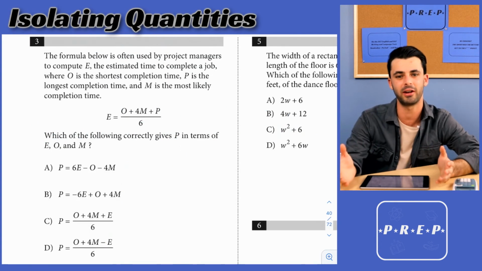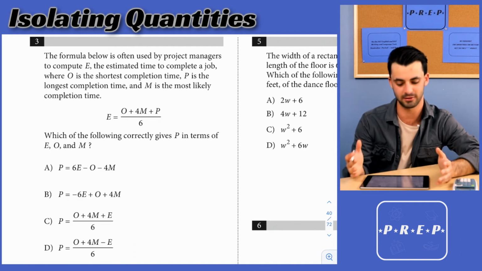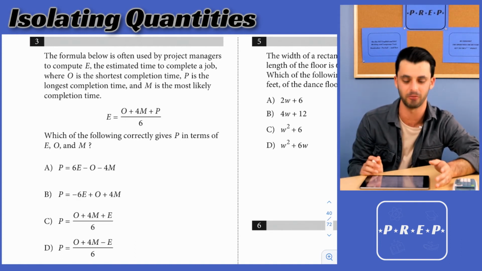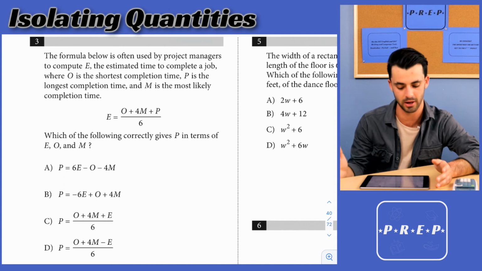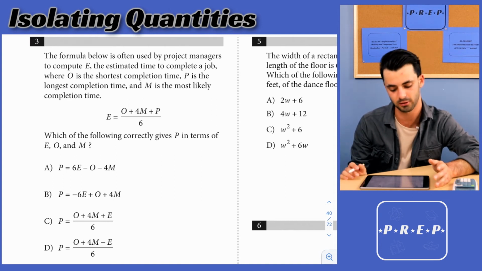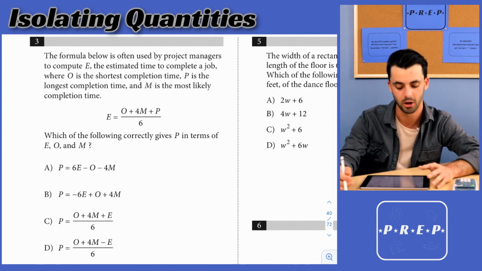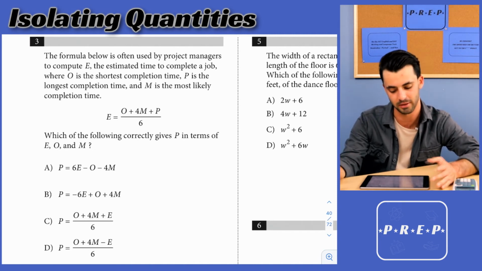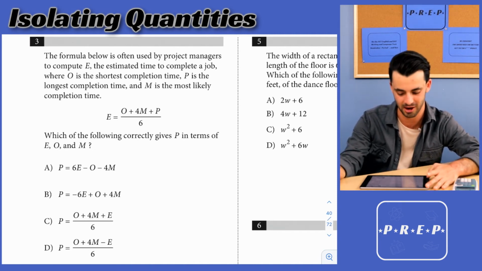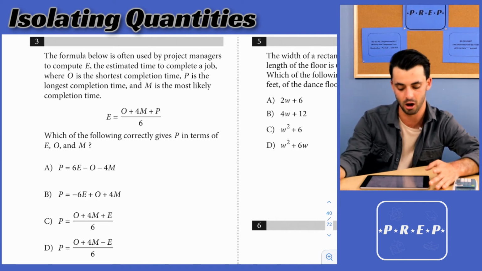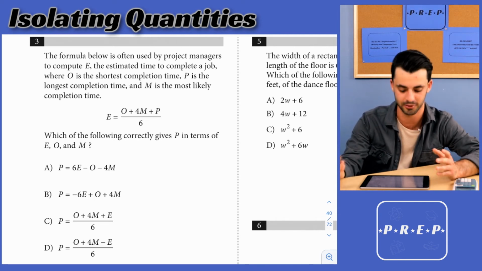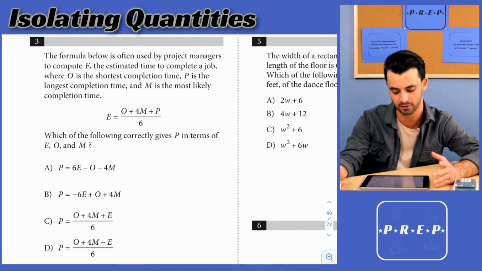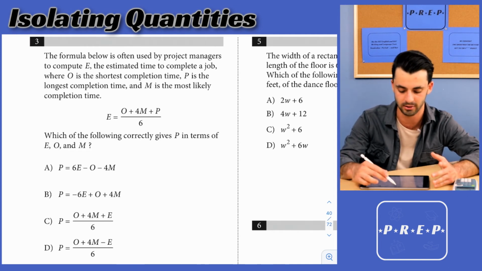Here we have an isolating quantities question directly from the SAT, and question 3 says the formula below is often used by project managers to compute E, the estimated time to complete a job, where O is the shortest completion time, P is the longest completion time, and M is the most likely completion time. Now we have the formula E equals O plus 4M plus P all over 6, and it says which of the following correctly gives P in terms of E, O, and M.